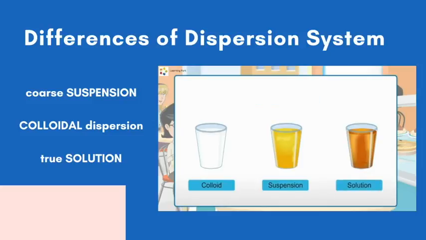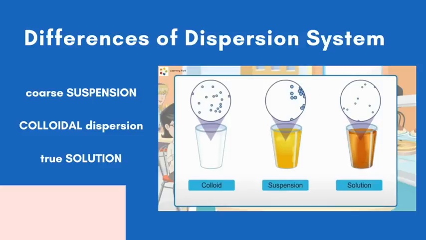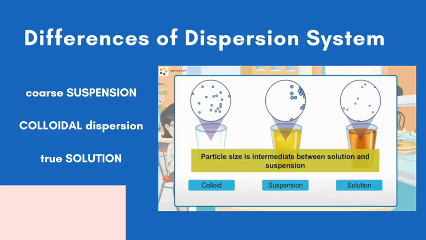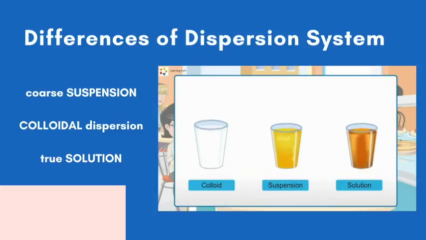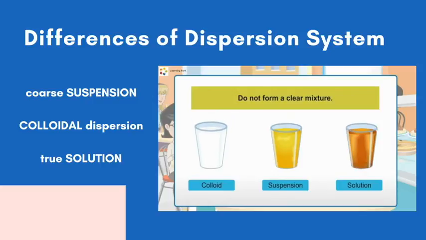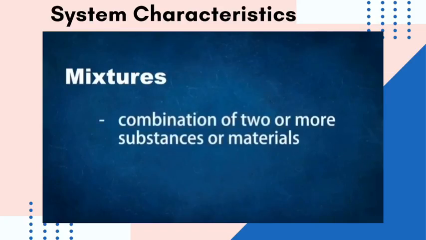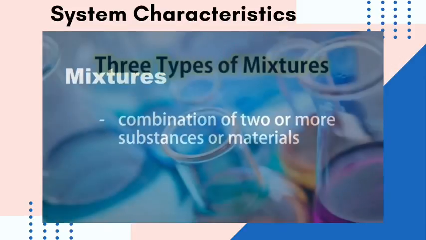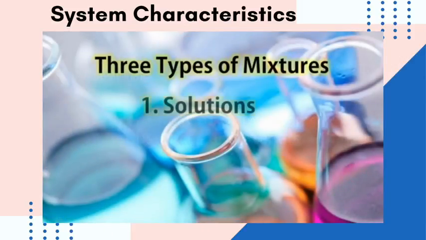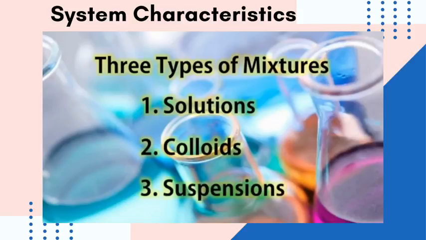What makes a colloid different from a suspension and solution? The particle size in colloid is intermediate between solution and suspension. Unlike solution, colloids do not form a clear mixture. We will now discuss the system characteristics of three types of mixtures. Mixtures are a combination of two or more substances or materials. There are three types of mixtures, which are solutions, colloids, and suspensions.